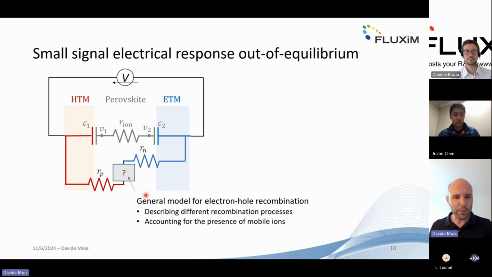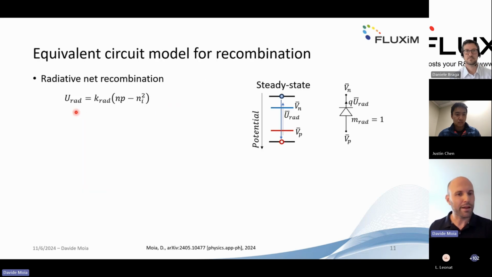Now, it's really important to understand what model to use for such recombination processes. In particular, we would like to have something that works well for different processes, and ideally that also accounts for the fact that we have mobile ions in these systems. So we can take a step back and look at what the analytical description of recombination looks like. Starting, for example, with radiative processes, this would be the expression for the net recombination due to radiative processes. And we know that this corresponds essentially to considering a diode with an ideality factor of 1.